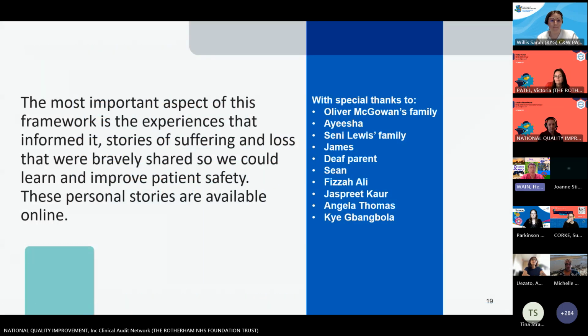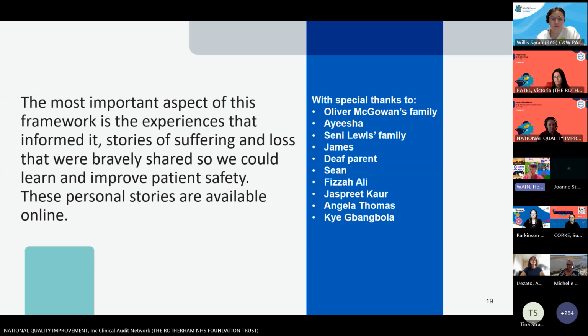So within the framework, we have a number of patient stories. And we know that when considering diversity, we need to understand intersectionality to ensure that we learn and consider individuals and their stories to really comprehend how we can start to improve diversity and address inequalities. So it's really, really important for us that these people have shared their amazing stories. They have been so brave to come forward. And the most important aspect of this framework for us is those experiences that have informed it and those personal stories.